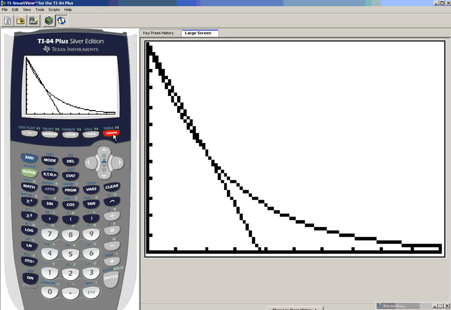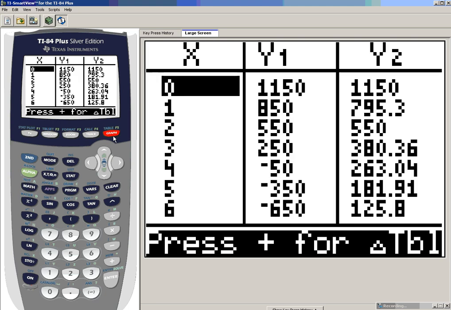Part D then says, which model represents a greater depreciation rate in the first 2 years? Well, if we look at our table here, after 2 years, they both have the computer valued at $550. So they are the same as far as the depreciation in the first 2 years.